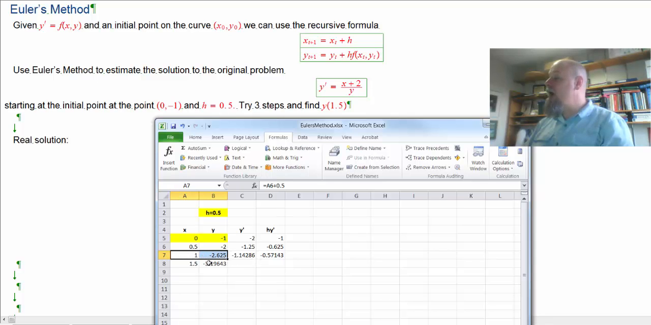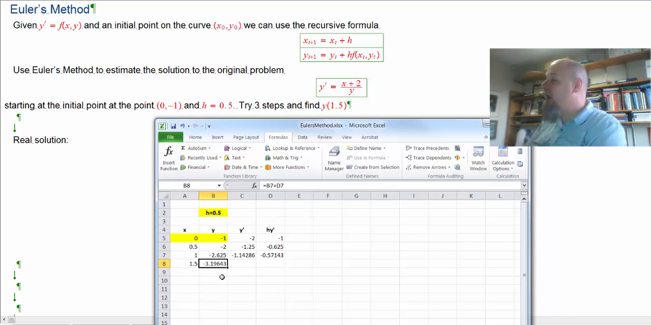Replug those two x, y points into my slope formula, recalculate the slope as -1.14 and change. I go over a half, so I drop down half of this amount, and my new y value is equal to my old y value plus hy prime. Now there's an approximation. My approximation is when x is equal to 1.5, y is equal to -3.19. That's using Euler's method.